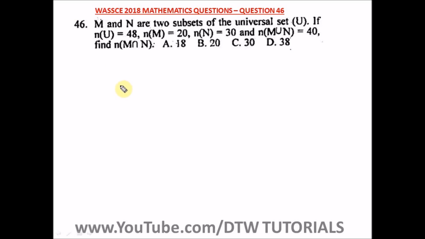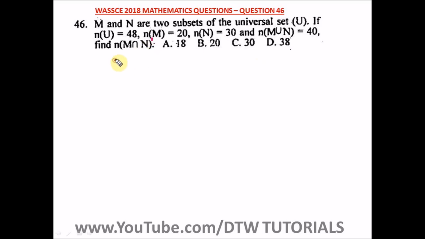Question 46 of the WASSCE 2018 Mathematics Past Question, that's your WAEC exam, says if M and N are two subsets of the universal set U, if U is equal to 48, and M is equal to 20, N is equal to 30, and M union N is equal to 40, find M intersection N. I think there should be a complement, so we have to find M intersection N complement.